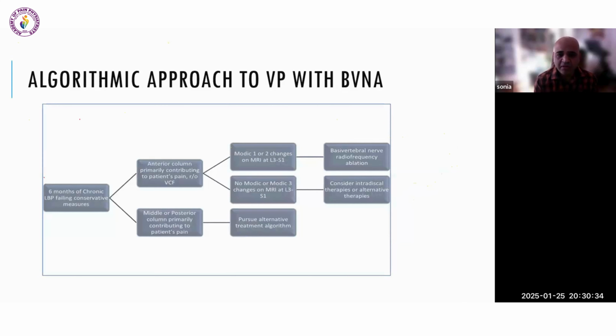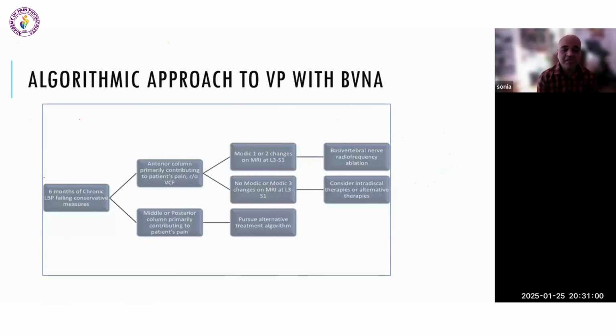So this is the algorithmic approach. Basically, a patient tries at least 6 months of conservative care, and we have to make sure that it's more anterior column pain, and then MRI is usually helpful along with physical exam and, of course, history, and then this is the treatment option that we can do. Now there is an argument about how to differentiate whether it's a vertebral end plate or vertebrogenic pain versus discogenic or disc related pain.